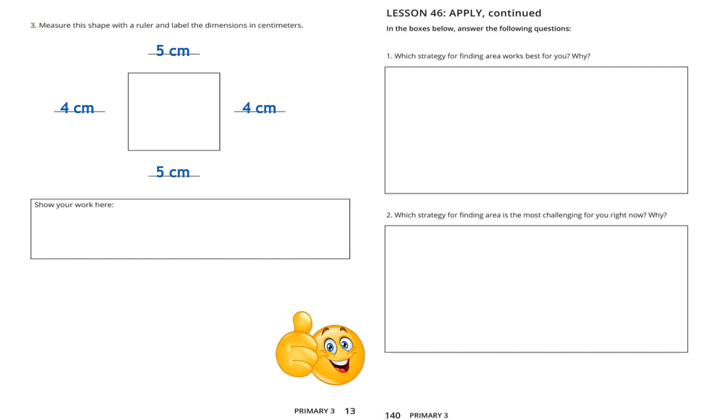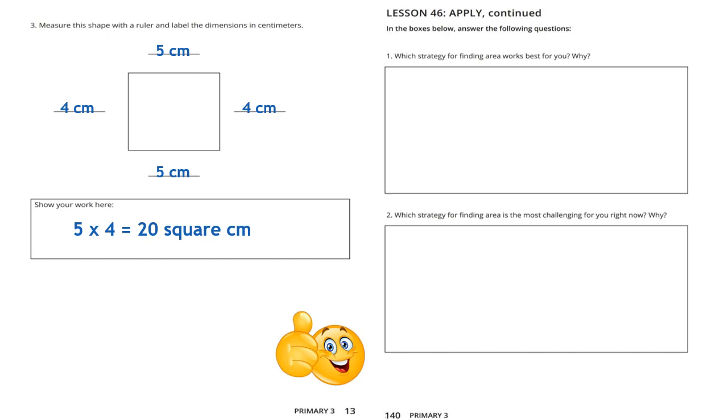To find the area of rectangle, we will multiply length times width equals 20. 5 times 4 equals 20 square centimeters. Don't forget, when we find the area, we write the unit square centimeter. Now, let's move to the next page.